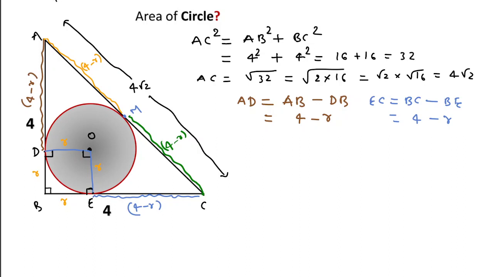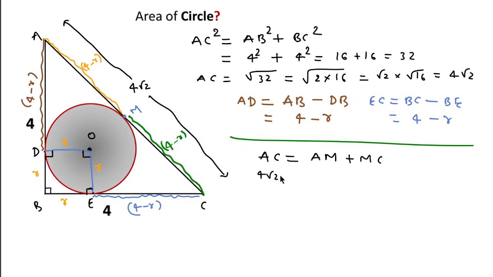Okay, after that we can write AC equal to AM plus MC. We can write AC is actually 4 root 2 as we have already found, and AM we have just found is 4 minus R, and MC is also 4 minus R. So we can write 4 root 2 equal to 8 minus 2R. If we bring this 2R this side, then we can write 2R equal to 8 minus 4 root 2.